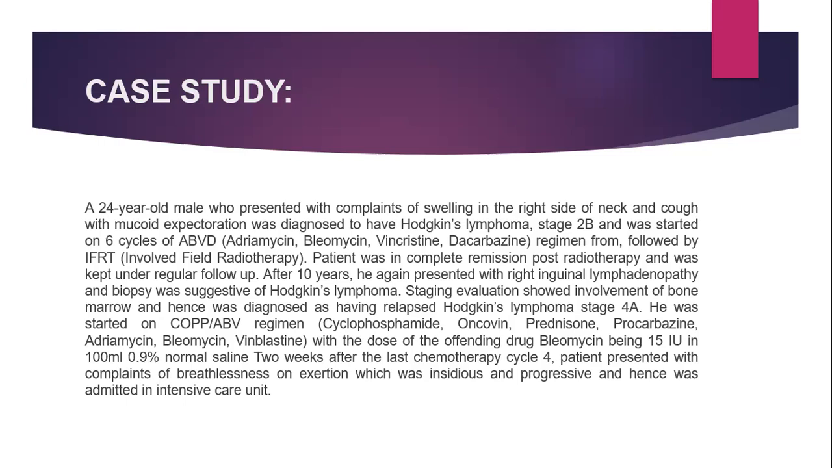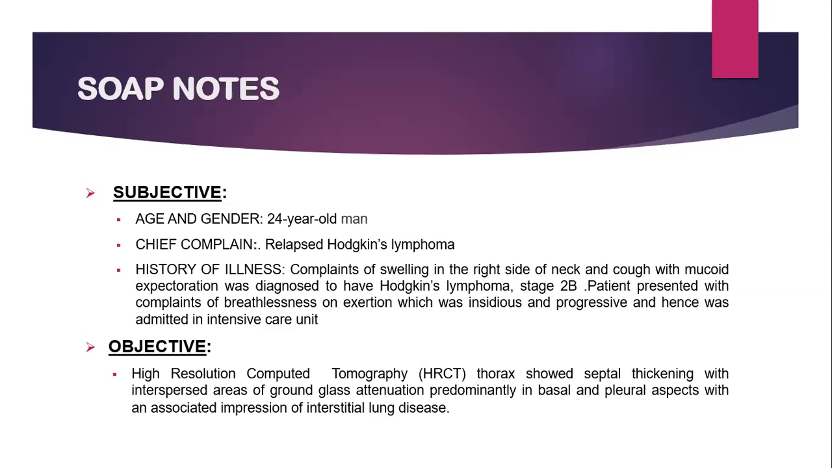So what do we have to do? We have to give a regimen. We put the patient on the COPP and ABV regimen. But two weeks after the last chemotherapy cycle 4, the patient complained of breathlessness, due to which she was shifted to the intensive care unit. Now, what do we have to do? Either we stop the regimen completely, or we give an alternative choice, and we have to find the reason for this complication. So, SWOT notes, subjective.